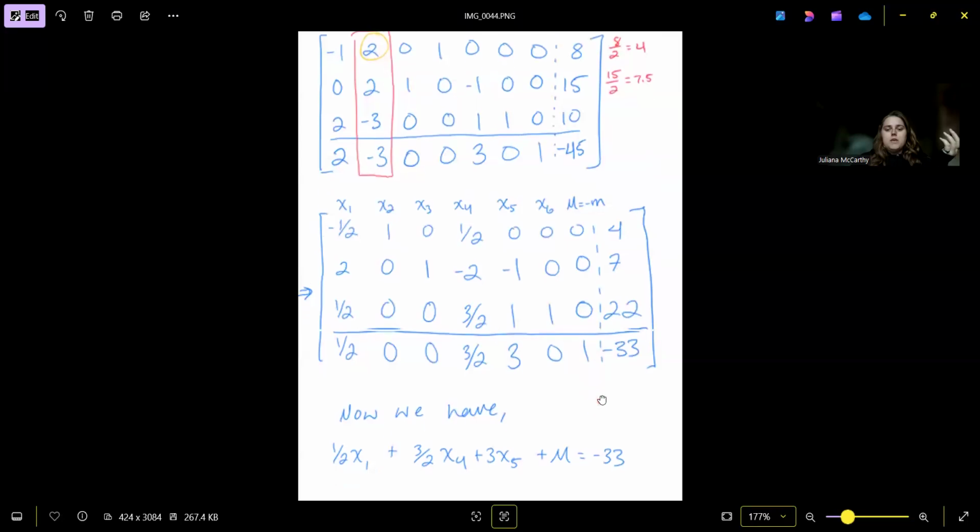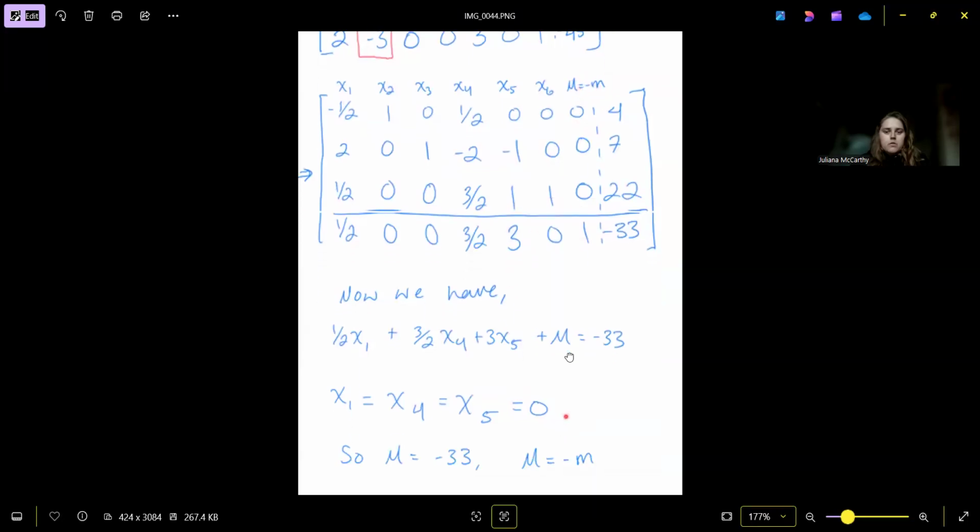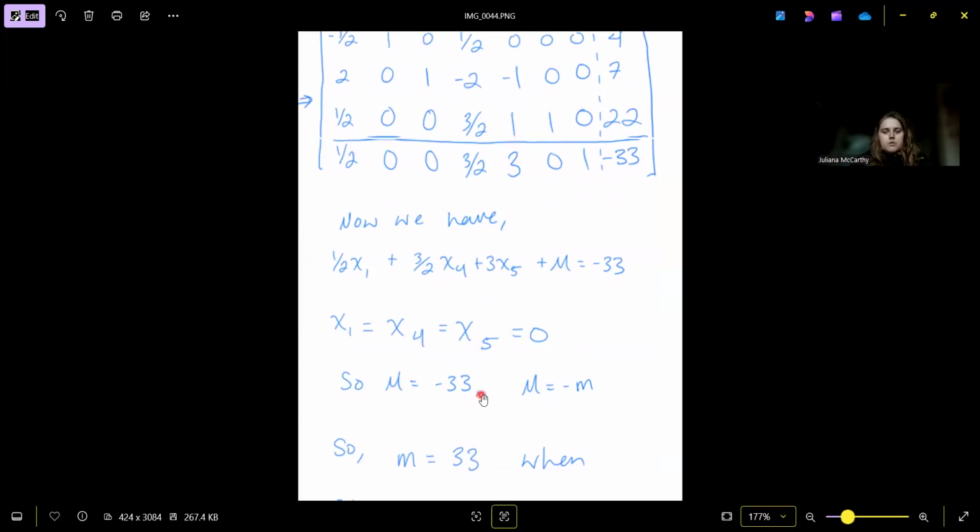Right now, this is big M equals negative 33, because what we have is x2, x3, and x6 are our pivots. So we make x1, x4, and x5 equal to 0. So that x2 equals 4, x3 equals 7, and x6 equals 22. With these equaling 0, we have that big M equals negative 33, but we want little m. So we just flip the sign back. Big M equals negative 33, meaning little m equals 33.